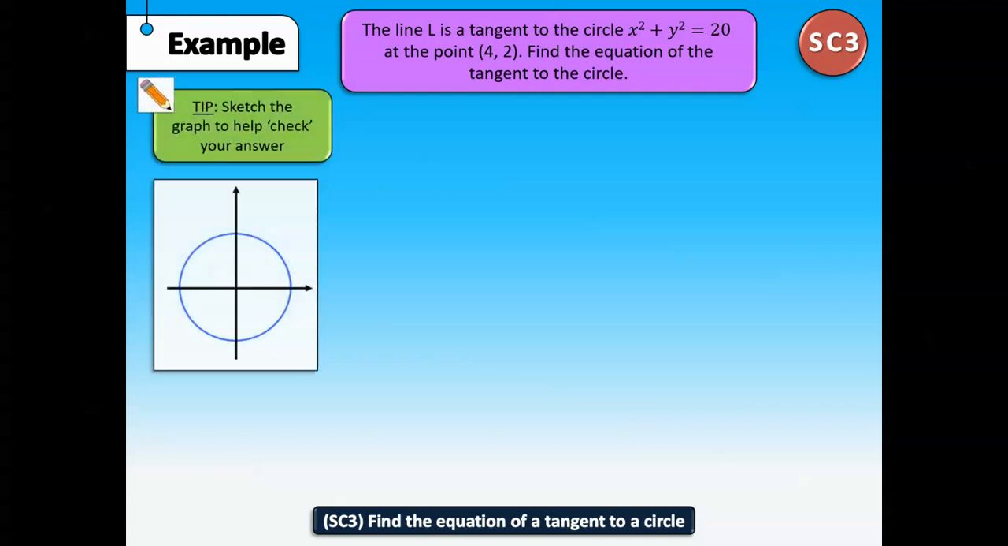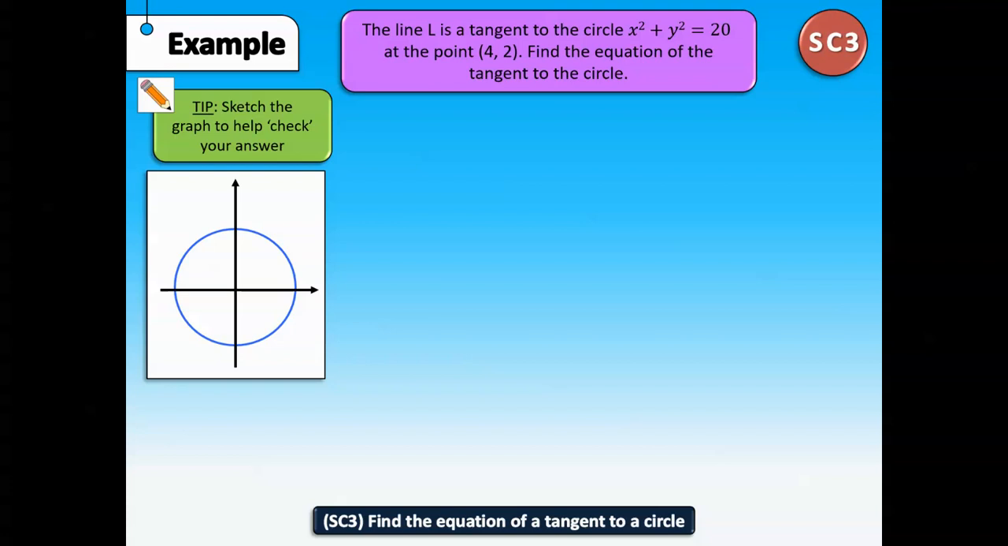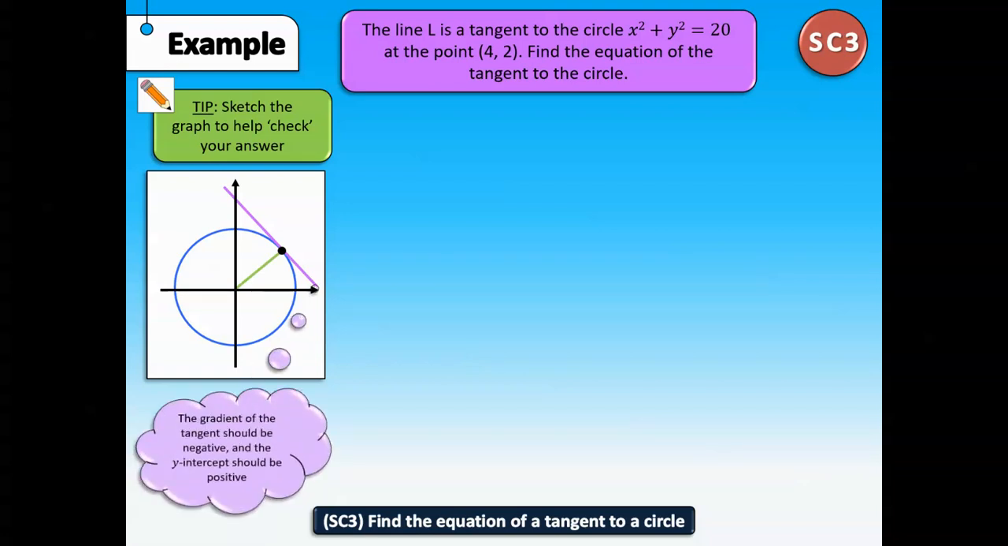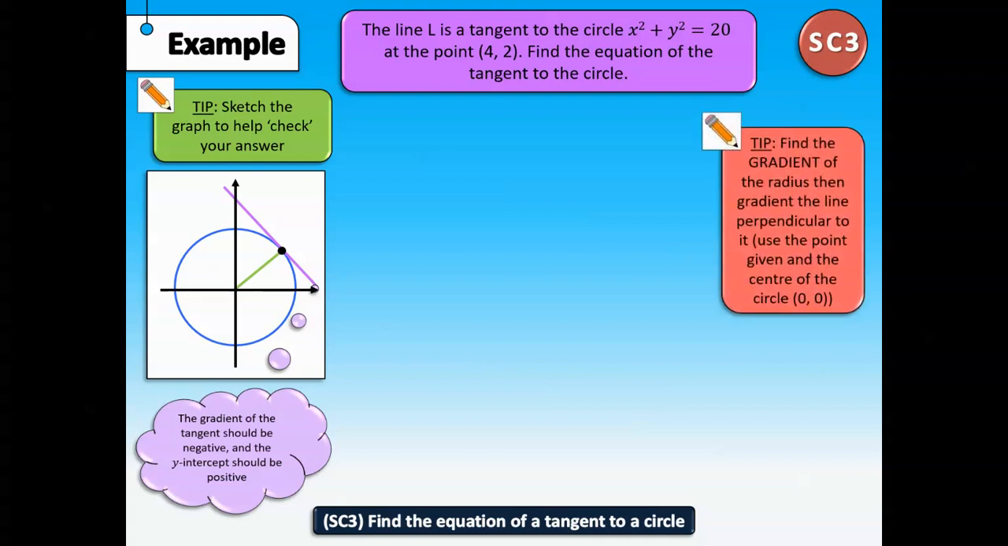So a sketch can help us see what we need to find. So this is our circle. There's the point 4, 2, and there's the tangent to the circle at the point 4, 2. There's the radius that touches the point 4, 2. So the gradient of the tangent should be negative, and the y-intercept should be positive. So we want to find the gradient of the radius, then the gradient of the line perpendicular to it.